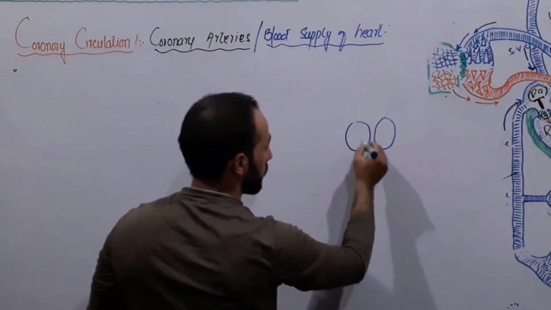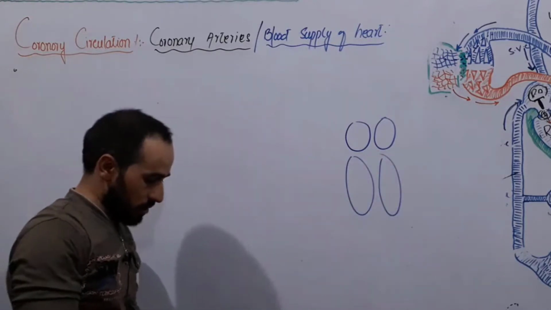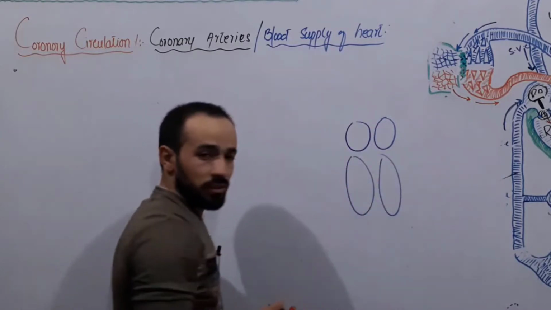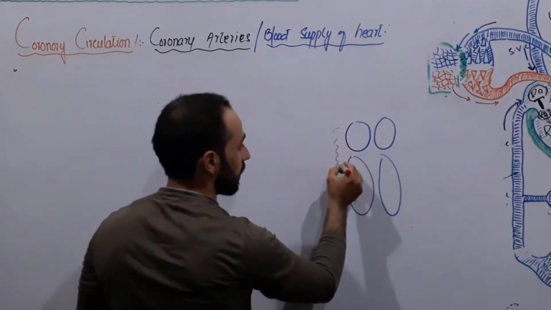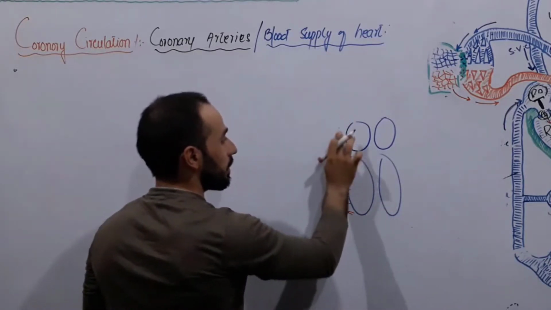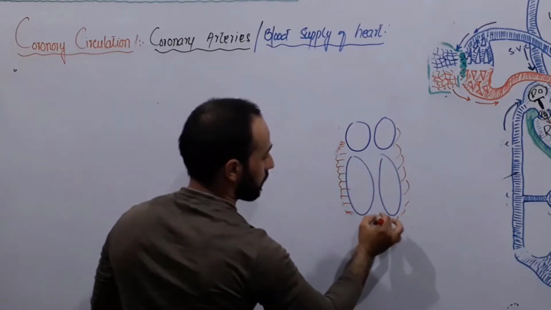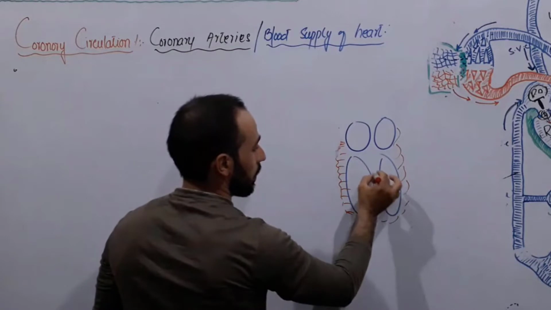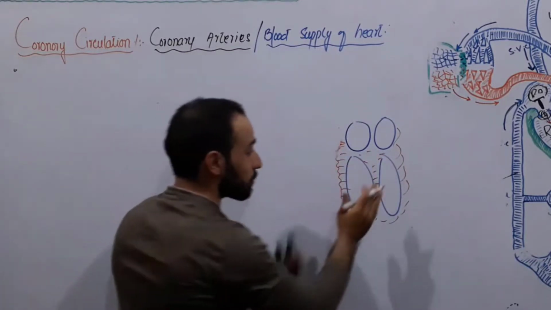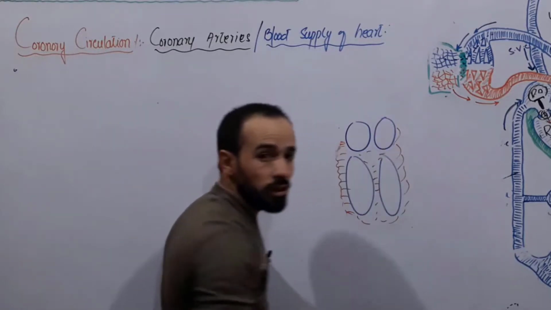If this is our heart, these are the atria and these are both the ventricles. Both of these atria and both of these ventricles are, look carefully, surrounded by a covering of arteries, and these arteries are responsible to provide oxygenated blood to this myocardium. So we call these coronary arteries.